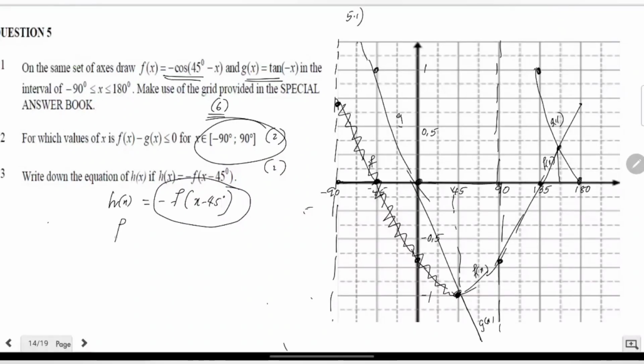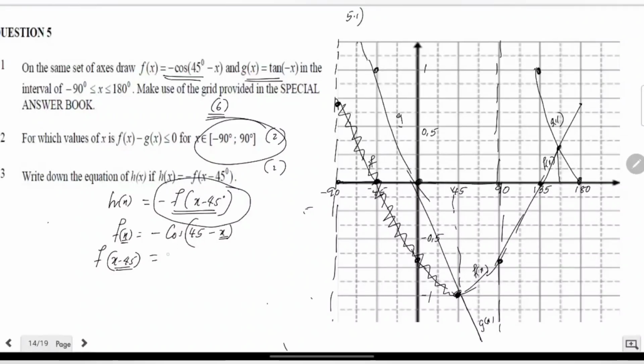Let me write f of x. f of x is equal to minus cos 45 minus x. This is f of x. Then what must I do? I have to do it step by step. f of x minus 45 is equal to what? This x you have to replace with x minus 45. So on the right hand side, did you see that this x you have to replace with x minus 45?